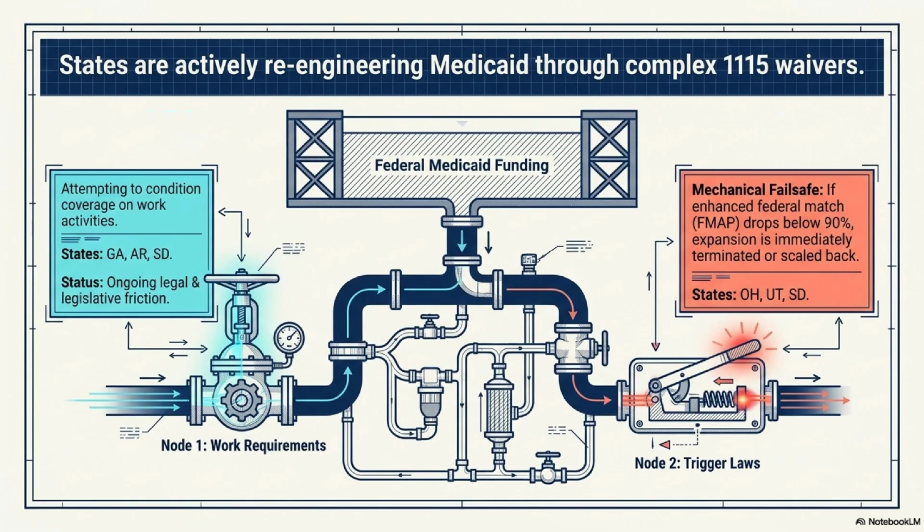Even within Medicaid, states are reshaping the program through complex 1115 waivers. Two major levers stand out: work requirements, which condition eligibility on employment, and trigger laws, which automatically roll back expansion if federal funding changes. Both add complexity and instability to a program meant to provide a safety net.